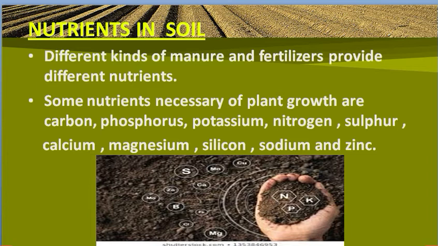In the slide, in this picture you can see most of them are written here, what I have read.